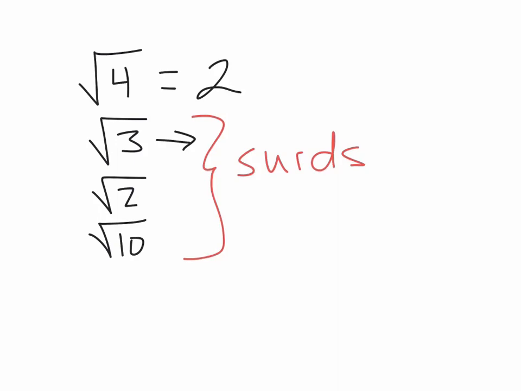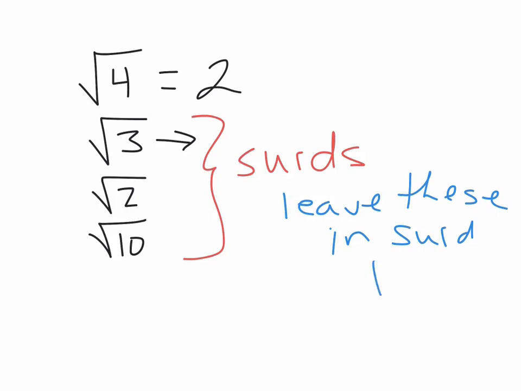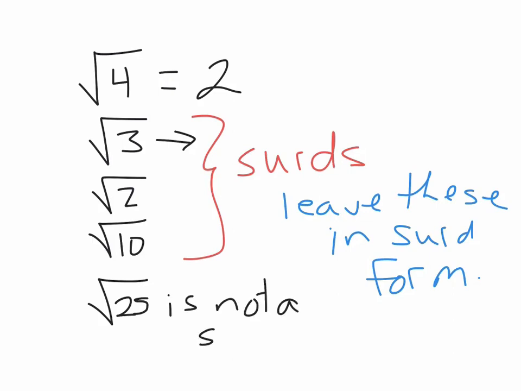We often leave these in exact form, so leave these in surd form. And this ensures that our answer is the most accurate as possible. If I were to give you the root of 25 though, root 25 is not a surd. It's not a surd because we can simplify root 25 into a whole number answer of 5, and that is why it's not a surd, because we can simplify it into a whole number solution.